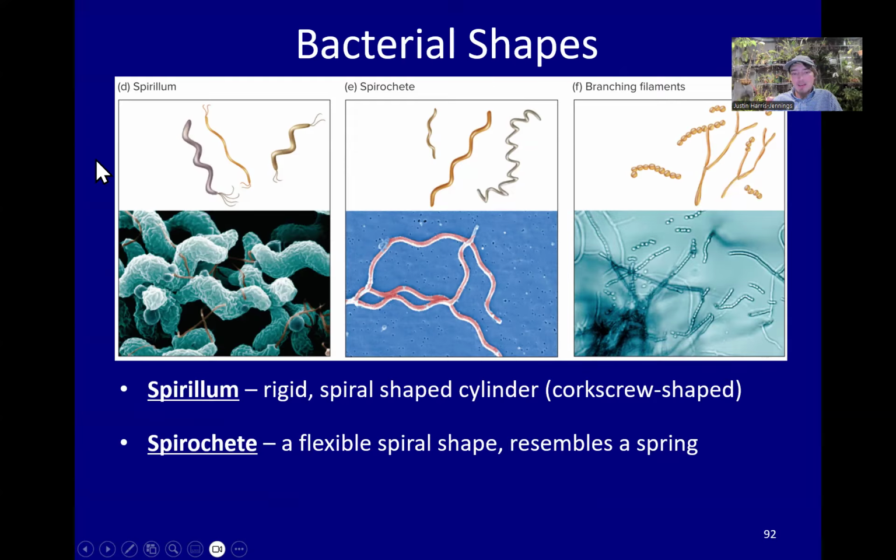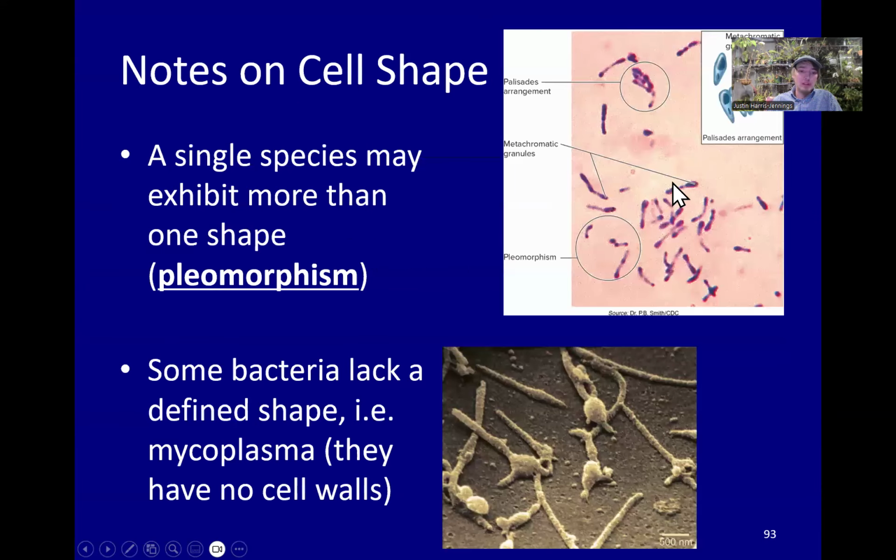The distinction isn't super important in our case. And then I haven't seen this before, but the branching filaments, where it's just kind of abnormal growths. You see this kind of branching structure in the mycelium of fungus, but I haven't seen this in bacteria personally.